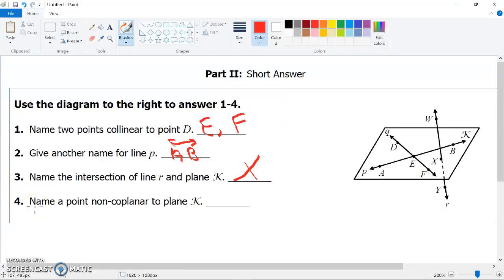Number 4, name a point non-coplanar with K. So here's K. Keep on getting crooked. K is this whole figure right here. Okay, that's much better. And anything outside of that is non-coplanar with it. So we have two possible answers. We have point W or another one, which is point Y. Either one of those was fine.